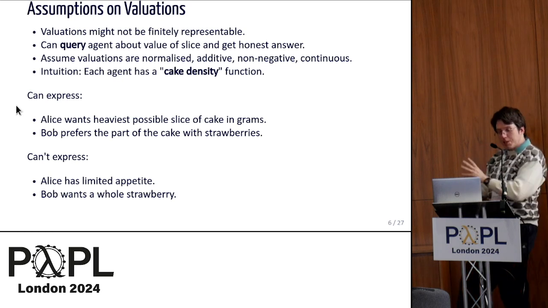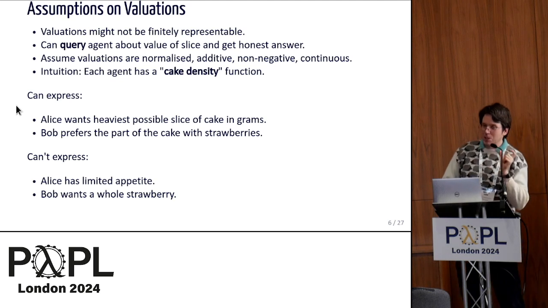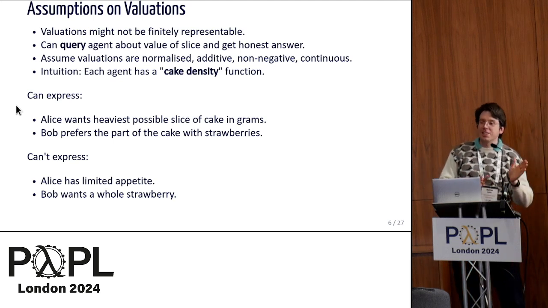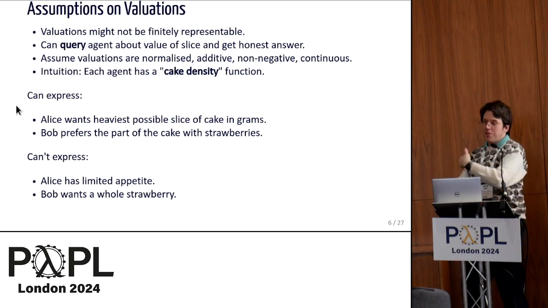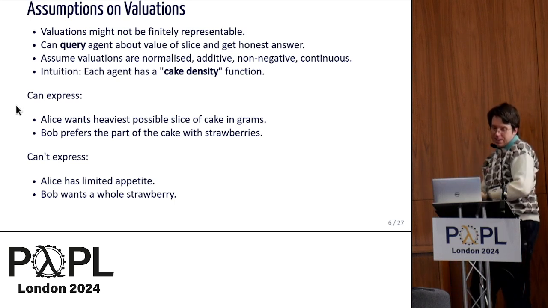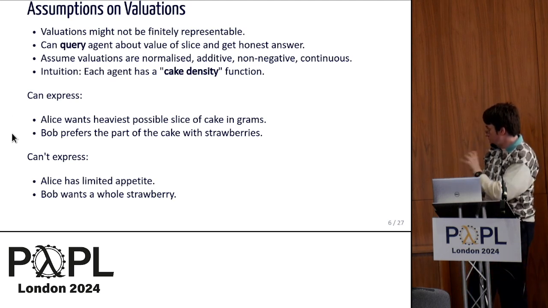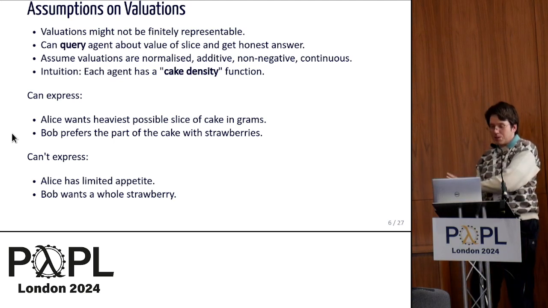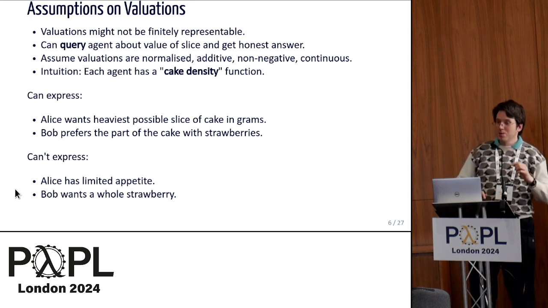So you could express, going back to my earlier example of Alice measuring the cake, that she wants the heaviest possible slice in terms of grams, but you can't express that she has a limited appetite. So you can't say she wants 1/3 of the cake, but she has no further value of getting a half of the cake or 2/3 of the cake. You can also express that a particular part of the cake is more valuable than another part. So Bob can think, I love strawberries, I want the part of the cake with strawberries on. But you can't express that he'd rather have a whole strawberry as opposed to 2 half strawberries.